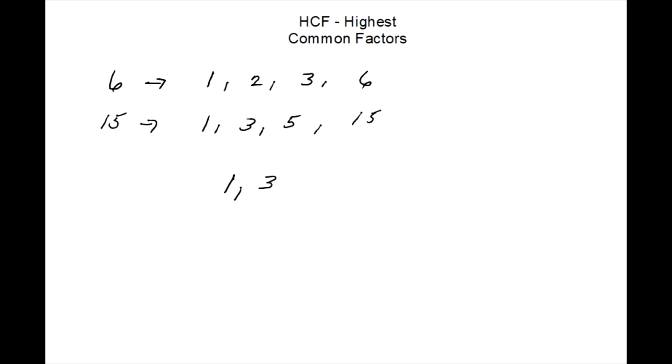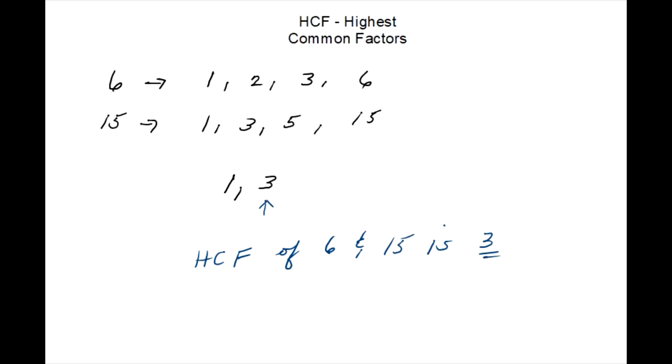But the HCF, highest common factor. So I'm not looking at all of these. I looked at these to find out what they have in common, and now I'm going to look at what they have in common and find the highest one, which is this. And so the HCF of 6 and 15 is 3. And I'm going to get multiple numbers for this. Highest common factor. Okay? So that's how we find that.